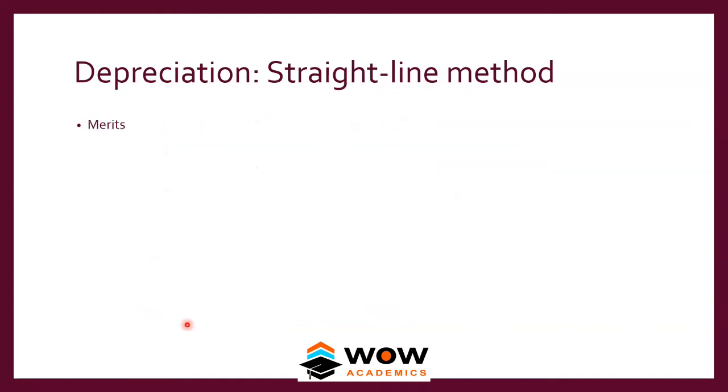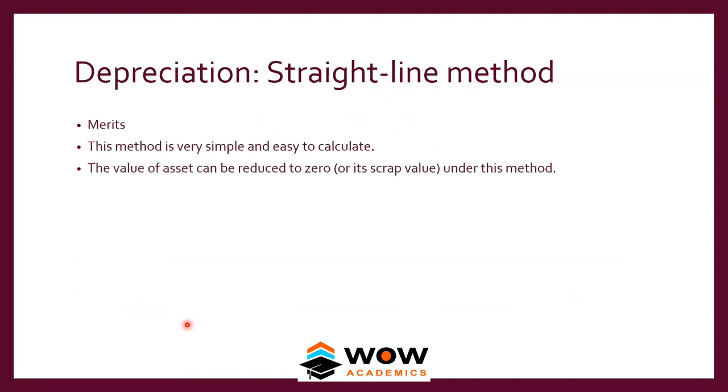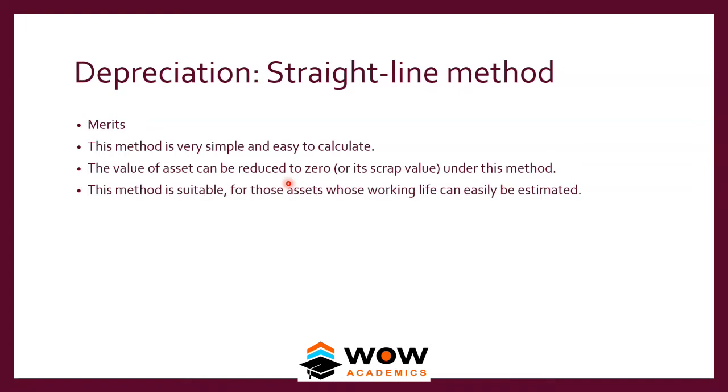So we'll see the merits of the straight line method. This is a very simple and easy to calculate method. The value of the asset can be reduced to zero. Every year you provide 10,000 as depreciation for 10 years for a 1 lakh rupee asset, and the value of the asset will come to zero. This method is suitable for those assets whose working life can be easily estimated, so you can estimate it easily and it keeps on working in the same pattern.